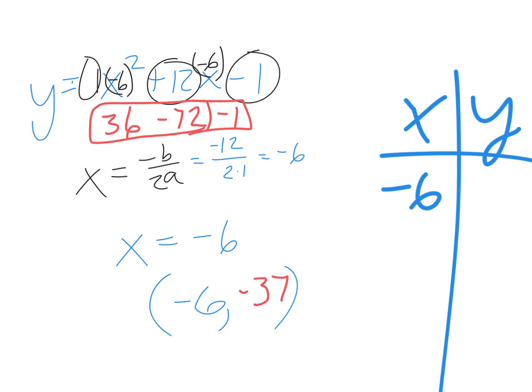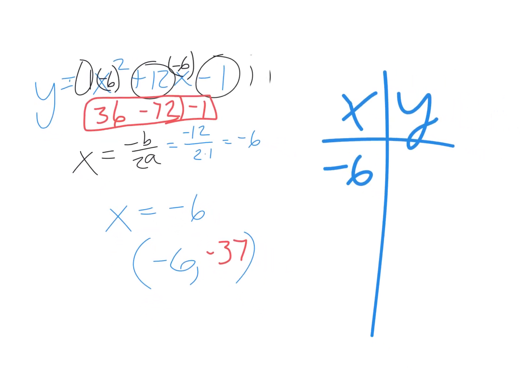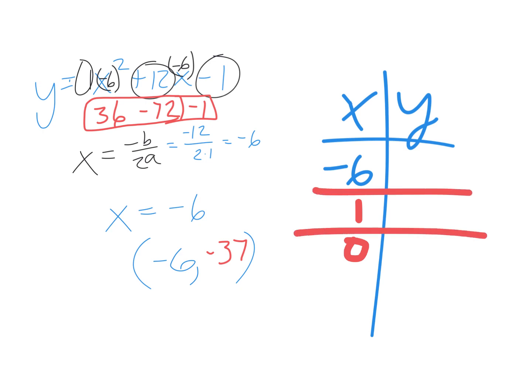Okay. Just to make sure you get what you're supposed to do on these, you would have to find like 6 points. I don't want to do 6, it'll take too much time. But everybody just put in 1 and 0. We want to at least have 3 points. So we got -6 comma -37, and that's a ridiculously big point. That would be where the vertex would have been, though.